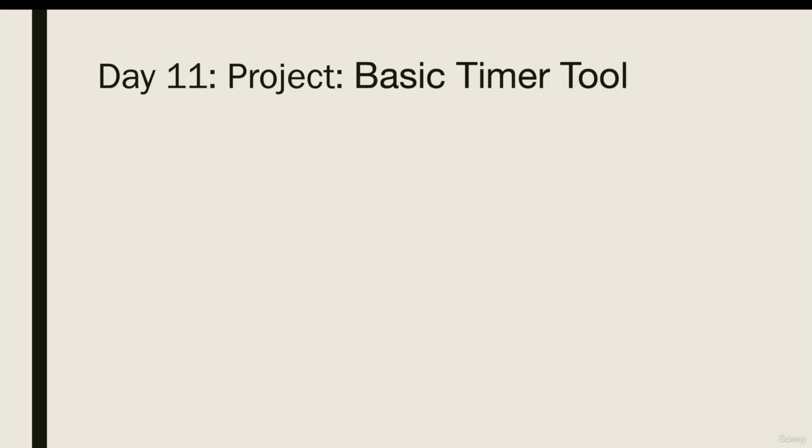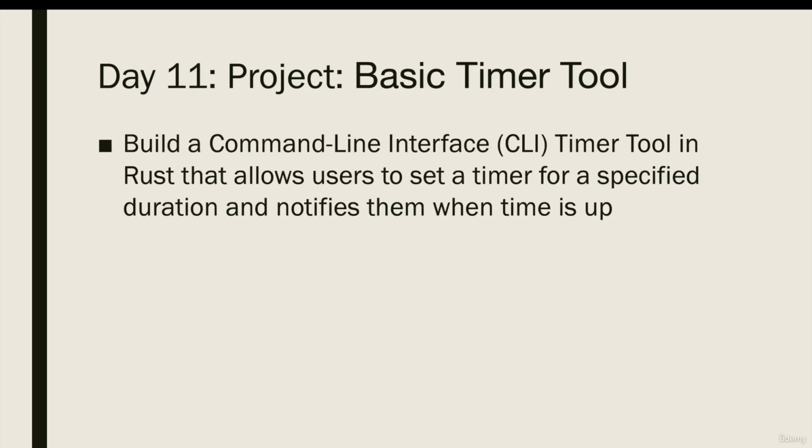Welcome to day 11. Today's project is Basic Timer Tool. The goal today is to build a command line interface (CLI) timer tool in Rust that allows users to set a timer for a specified duration and notifies them when time is up.